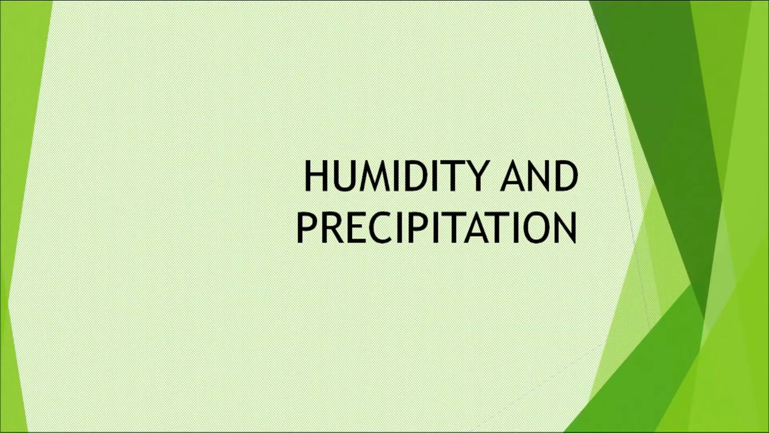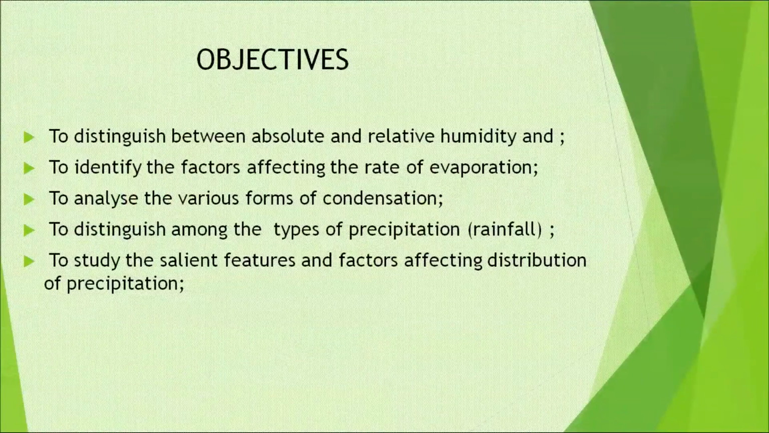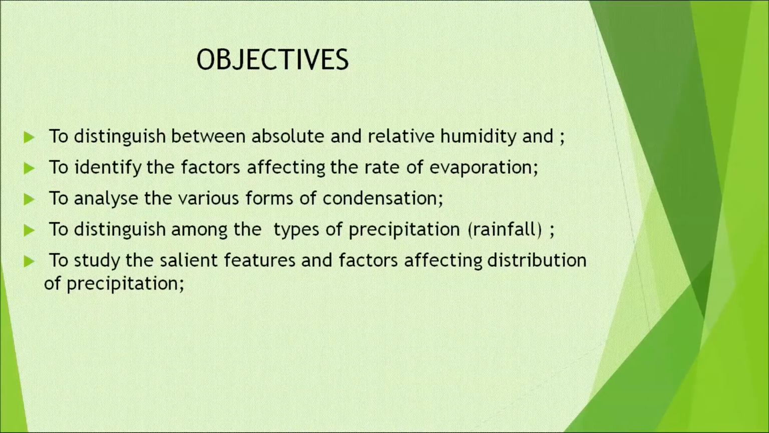Today we'll discuss the topic humidity and precipitation. Our objectives are to distinguish between absolute and relative humidity and to identify the factors affecting the rate of evaporation, to analyze the various forms of condensation, to distinguish among the types of precipitation, that is rainfall, and to study the salient features and factors affecting distribution of precipitation.